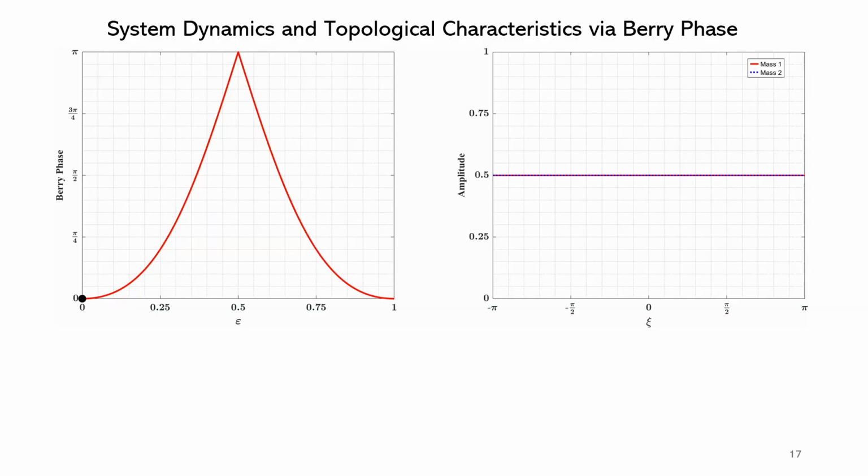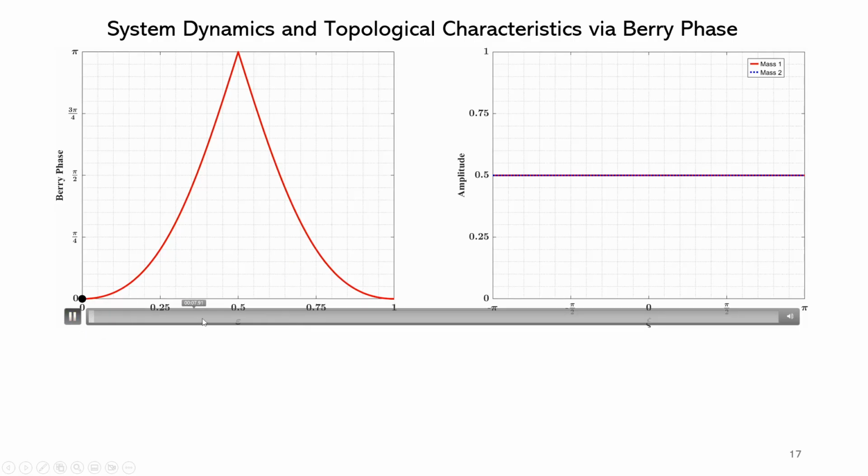So here we can see a dynamic system. When the system Berry phase is 0, in that case the masses at the different initial phases both have the same amount of energy. So they are vibrating at the same amplitude, and they have the same amount of energy.